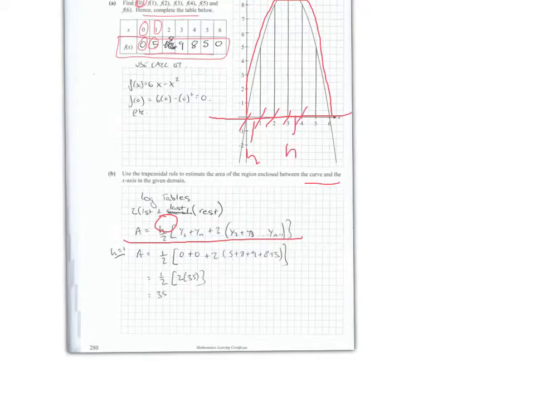H over 2, all multiplied by y1. Now this y1 is the first height there, and in this case it's 0, plus yn, which is the last one, and that's 0. Always plus 2 times the sum of the remaining heights inside the curve. And that all works out to be a half, because h is equal to 1, over 2 times 2 by all of this, which sums to 35, so you get the answer to be 35 square units.